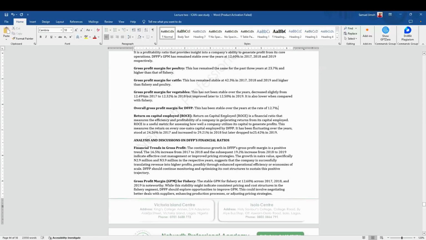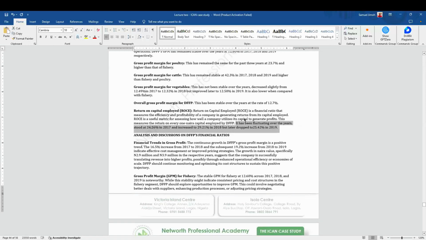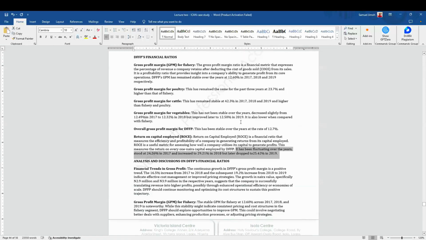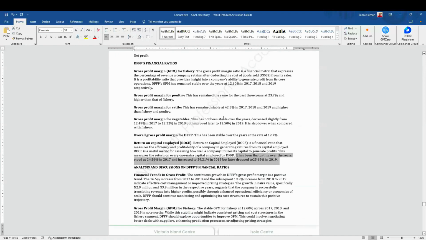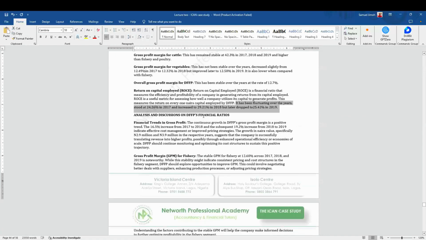Then return on capital employed, because I've not done the definition first, I bring in the figure of the return on capital employed. This is the figure of the return on capital employed computed, right? That is how to bring in the ratios that you have computed, right? Then once you are done bringing in the ratio, you go to the analysis.